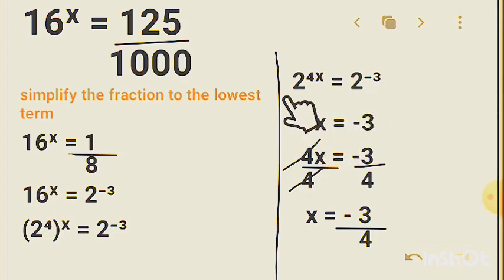Now, because the bases are the same, we equate the exponents. So 4x is equals to minus 3. If we divide both sides by 4, x is equals to minus 3 over 4. So for this equation, 16 raised to the power x equals to 125 over 1000, the value of x is minus 3 over 4.